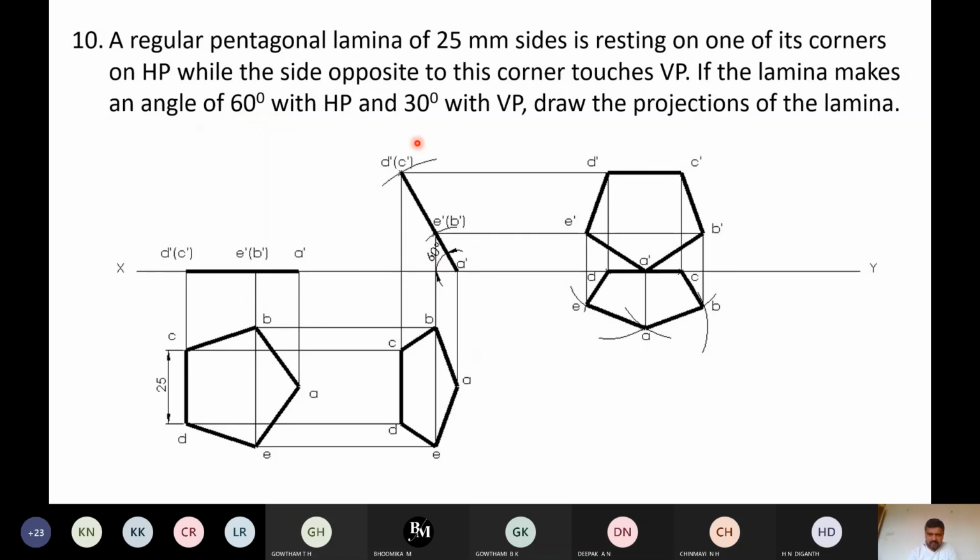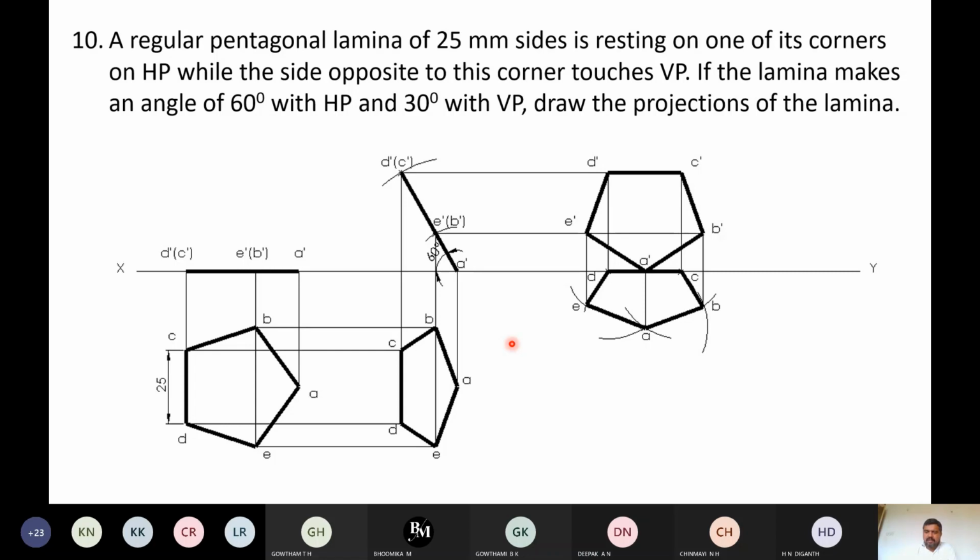Next, so you have two conditions left. One is side opposite to this corner, that is CD, should touch VP. That means in the final view, CD should be on XY line. Okay, next 30 degree with VP. Okay, in change of position method, we cannot represent inclination with respect to VP. So if we want to represent both inclination with respect to VP and HP, we should go for one more method. That is, with the help of side view, we can represent both inclinations.